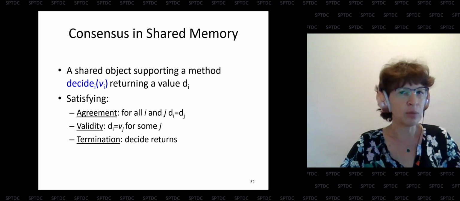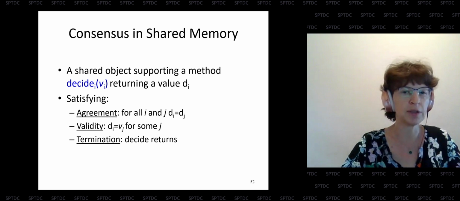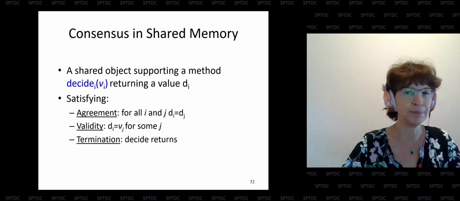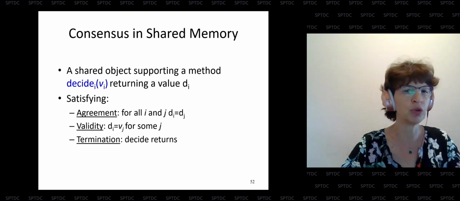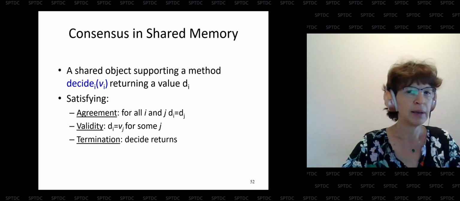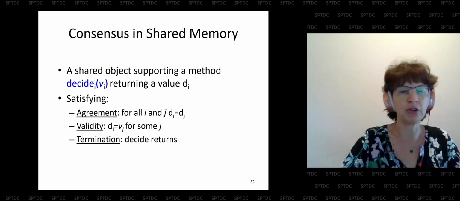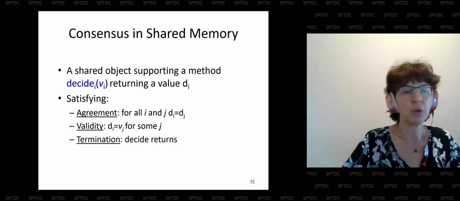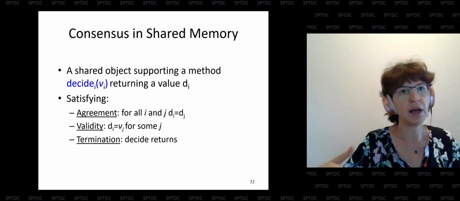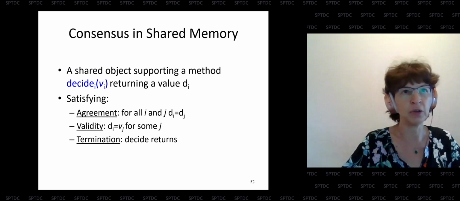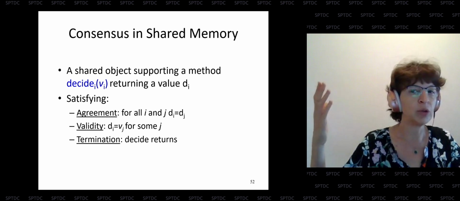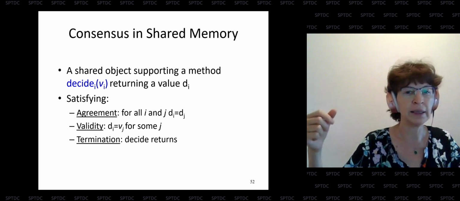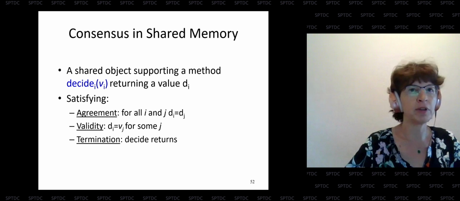So a consensus object, okay, is basically a shared object that has one method, and the method is decide. So each client that wants to use the consensus submits a proposal. So for example, client i submits a proposal v_i by calling the decide function here. The subscript i indicates that this is the decide function called by process i with the value v_i. And then the other processes are going to invoke decide with other values. And in the end, decide will return, and it will return some value d_i to process i in a way that satisfies the three properties of consensus.